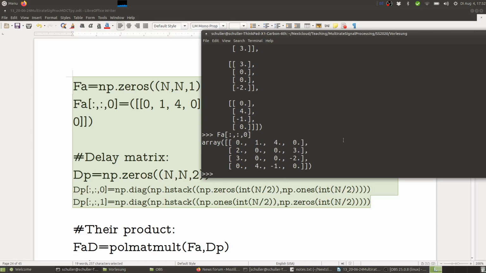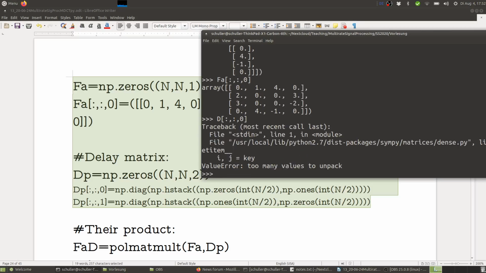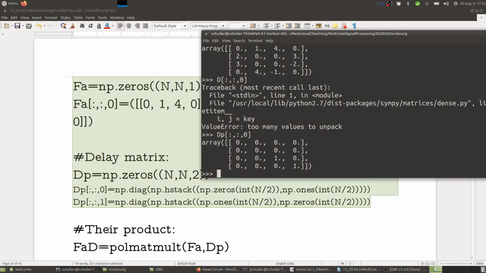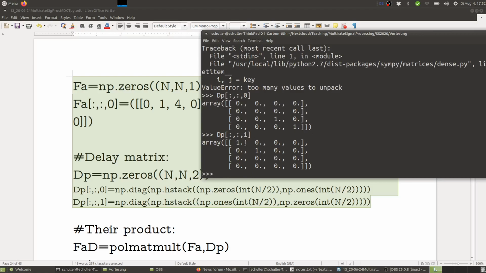Then we have the D. So D again, colon, colon, comma, 0. So here for z to the 0. Oh, it's called dp. Yes. So here you can see these are the coefficients for z to the 0. So the lower half of the diagonal. And here we have it for z to the -1. We have the ones in the upper half of the diagonal.